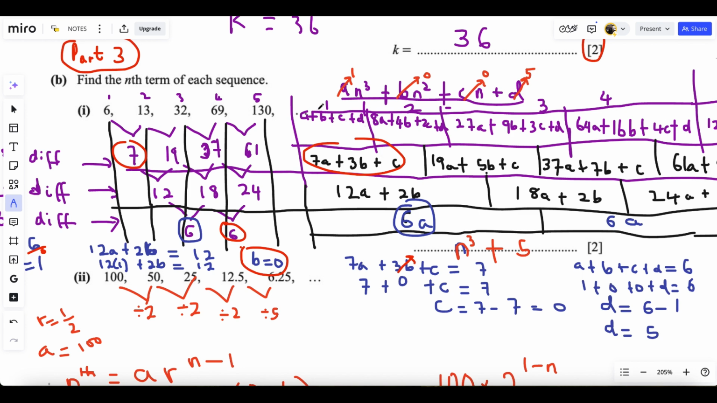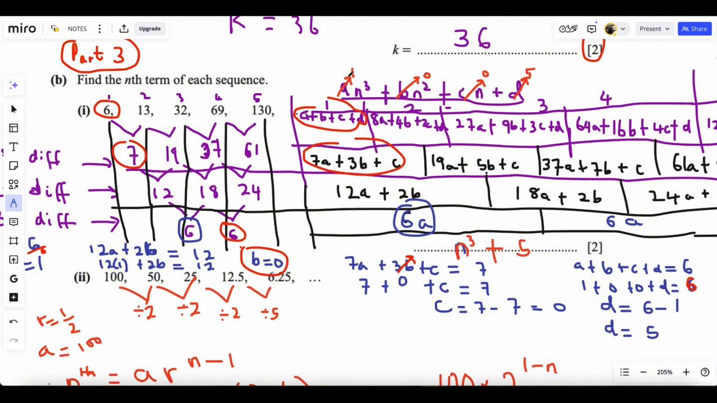Now we're going to find d. To find d, you're going to equate the whole of this one to 6, to this 6. So if you say a plus b plus c plus d equal to 6, a is 1, b is 0, c is 0, plus d because we're looking for d, equal to 6. You move this 1 to the other side, and it becomes 6 minus 1. d is 5.